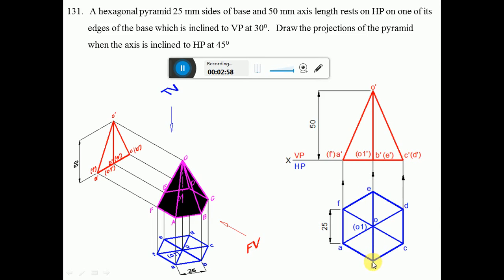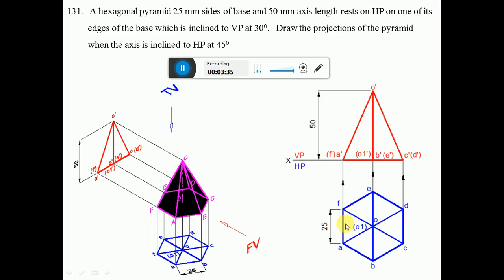From this point, take a radius of 25 mm using the compass and cut an arc on this circle, and similarly on this side also. Similarly, from the other point, cut an arc on this circle on both sides. So we are going to get 6 points. Then join from this point to this, and so on, and we will get a hexagon.